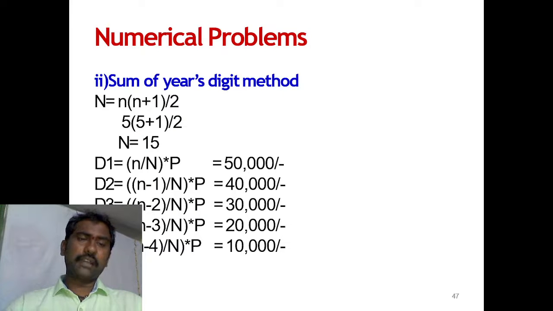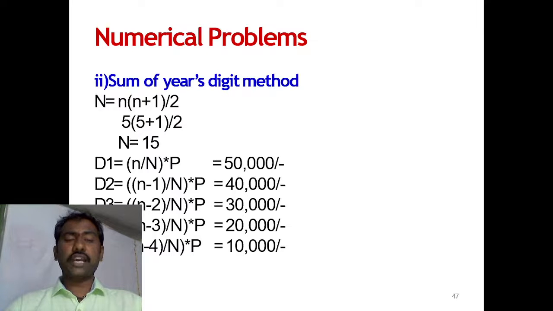So first capital N equal to n into (n plus 1) by 2. So 5 into (5 plus 1) by 2, that equals 5 into 6 by 2, that means 15. So by using this 15, that means capital N, we can find the depreciation for every year. That means for the first year D1, the second year D2, the third year D3, the fourth year D4, and the fifth year D5.